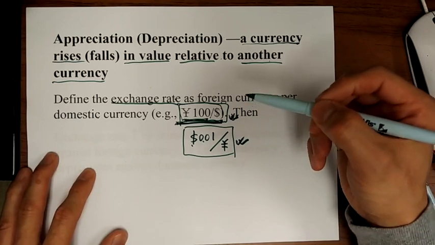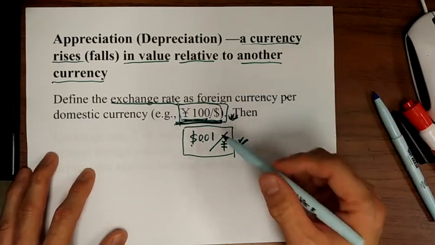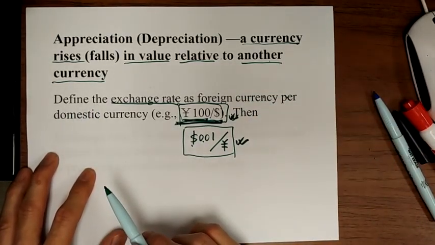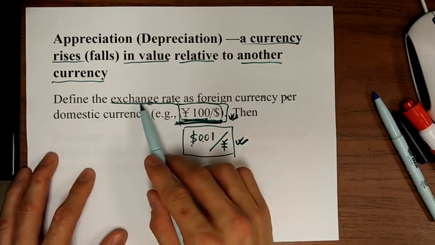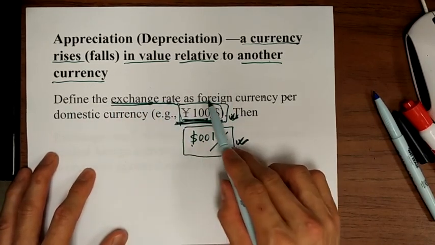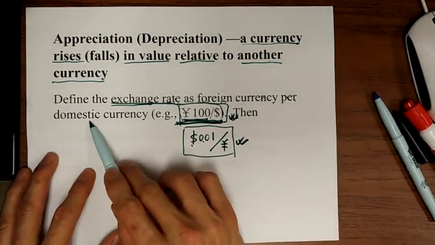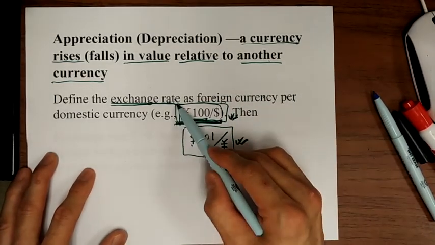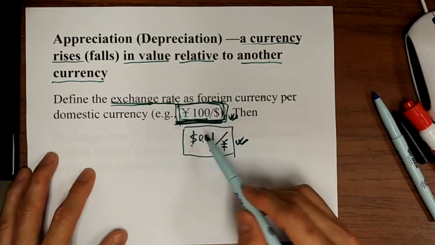In this class, in this textbook, we are going to use this definition. That is, in this class, exchange rate is defined as foreign currency per domestic currency. We are going to specify exchange rate this way, not this way.